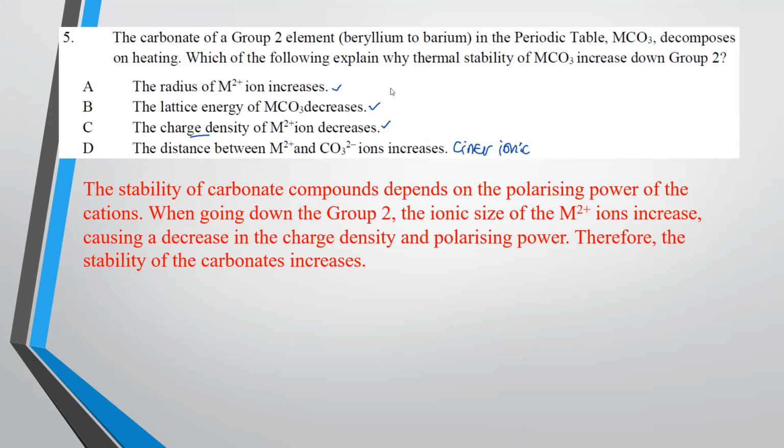Okay, so in here, which statement best explains that? Why is it that the lattice energy of MCO3 decreases? So A is the primary factor that leads to C. C will lead to D. D will finally lead to B. So the most conclusive answer in here, which explains why the stability increases, is C, because of the high charge density in here. Okay, while B and D do not explain the stability. B and D are more towards explaining solubility, because it is lattice energy in here. Okay, so that is for number 5.